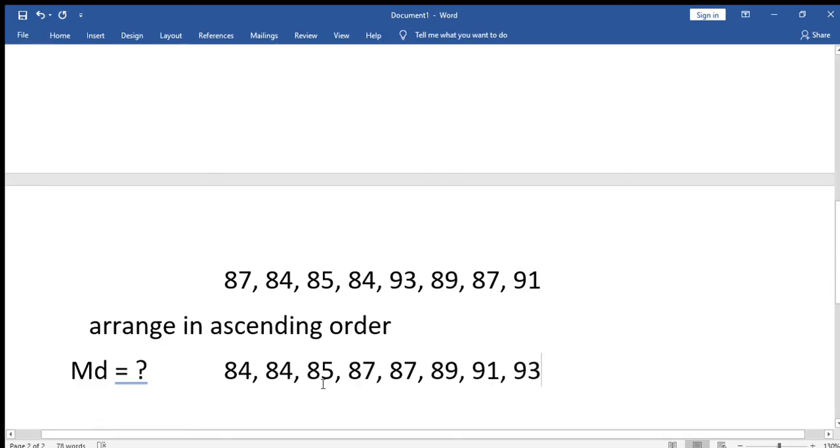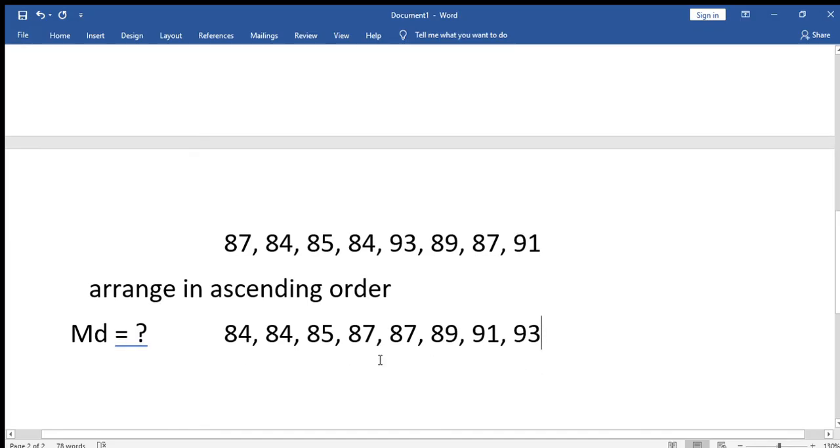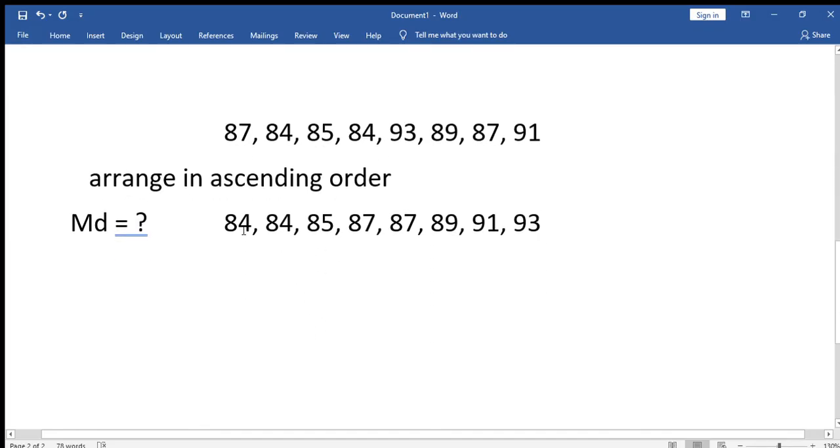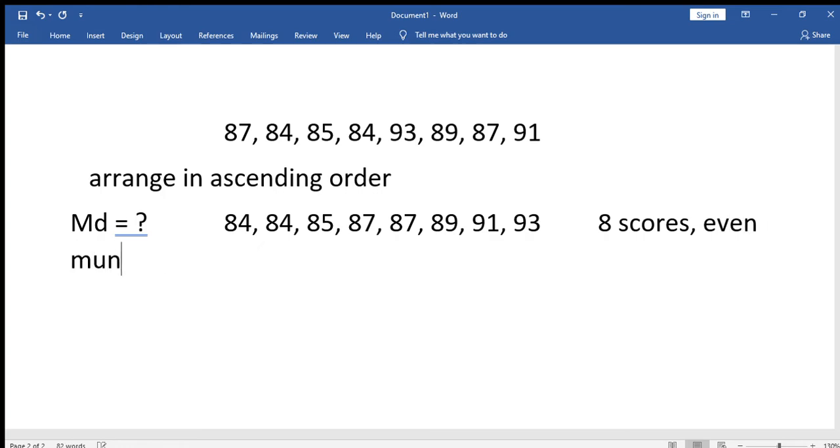So trying to look at our arranged data set, we have 84, 84, 85, 87, 87, 89, 91, 93. If you are going to count the number of scores present in this data set, there are 8 scores. How many scores are there? There are 8 scores all in all, right? 8 scores are present, and 8 is considered to be an even number. It's an even number.